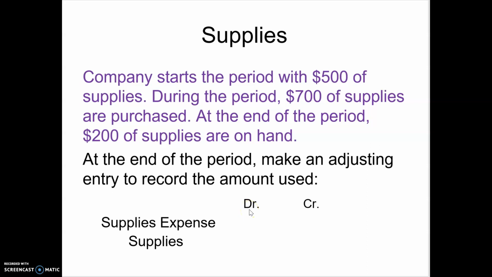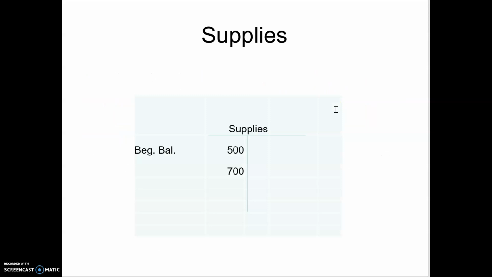So now let's take a look at how much we used. We started the period with 500. Whatever we ended last period with, we start this period with. So at the start of the period, we had 500 in our supply room. During the period, we bought 700 more. So if we look at our general ledger account, I'm going to look at it as a T account. Here's what we had: a beginning balance of 500.